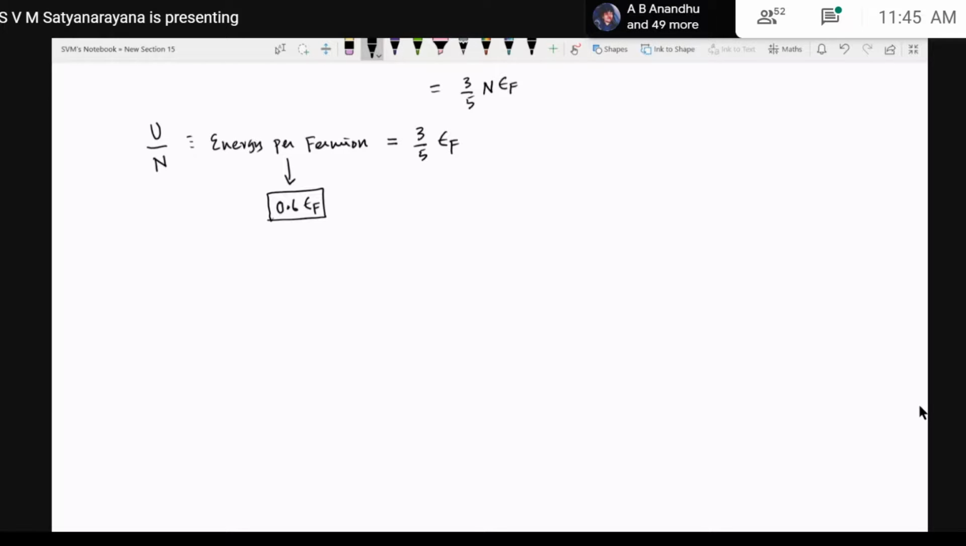Now you can also ask what is the Fermi pressure. I'm more interested in Fermi pressure, so we will try to calculate the pressure of an ideal Fermi gas at T equal to 0.